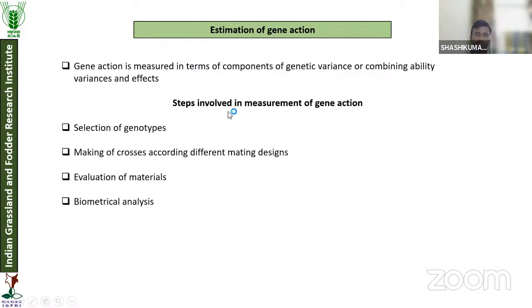The major steps involved in measurement of gene action include selection of genotypes and making of crosses according to different mating designs. So you select genotypes, you go for different crosses in different mating designs, and you evaluate the progeny, evaluate the material of the parents and also the progeny, and you do analysis. Based on this analysis, you come to the conclusion that this trait is having more additive variance and it is controlled by more additive gene action. So that is the protocol for estimating gene action.